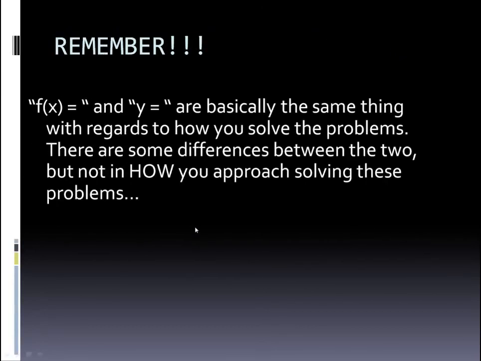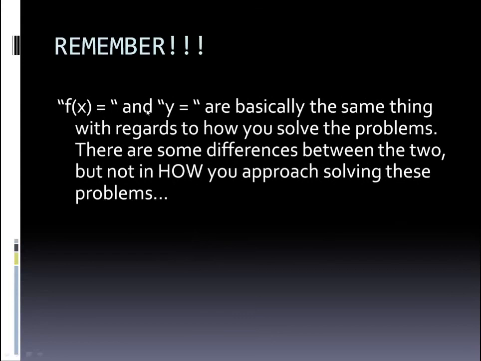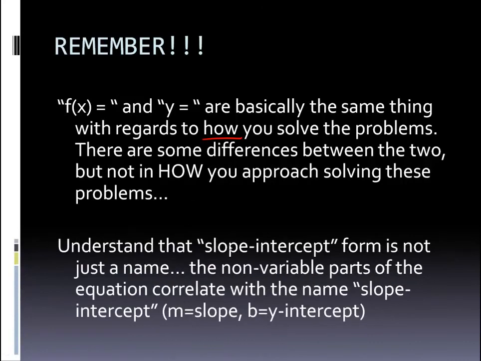All right, so now remember, when you say f of x equals and y equals, they're basically the same thing with regards to how you solve the problems. There are some differences between the two, but not in how you approach solving these types of problems. And also understand that slope-intercept form, it's not just a name. The non-variable parts of the equation correlate with the name slope-intercept, where m is your slope, b is your y-intercept. So eventually you're going to see this and say, I know right away that's my slope, and that's my y-intercept. So I can look at just this last part, if it's in that form, and say, I know exactly where this graph should cross the y-axis.